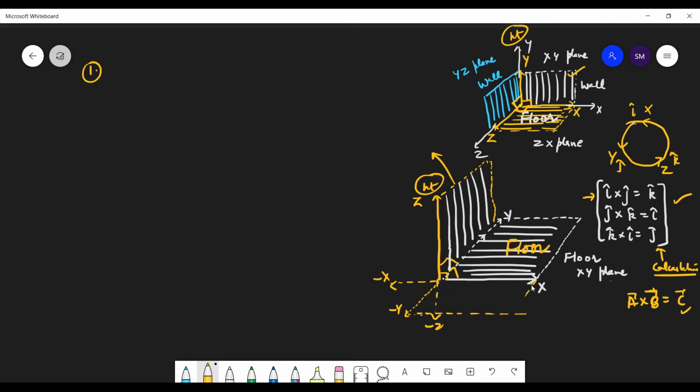You can just make it like this also. Yes, this is the floor and there is a wall in between. So I hope, students, you have understood it. Okay, not a problem. Now we can do any questions.